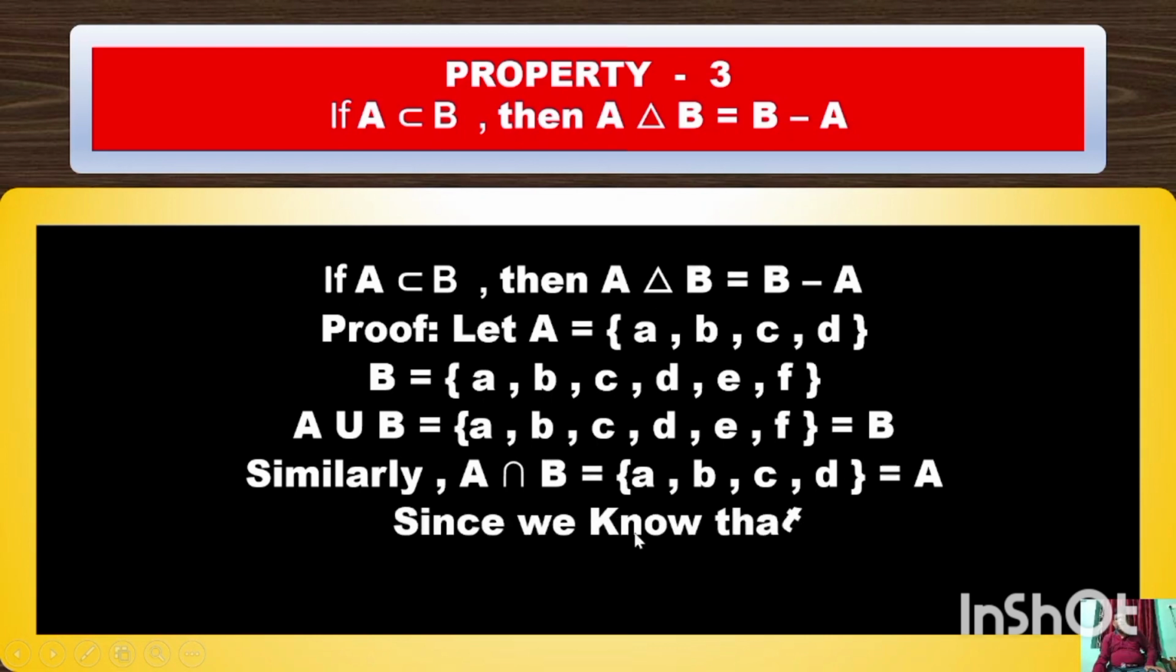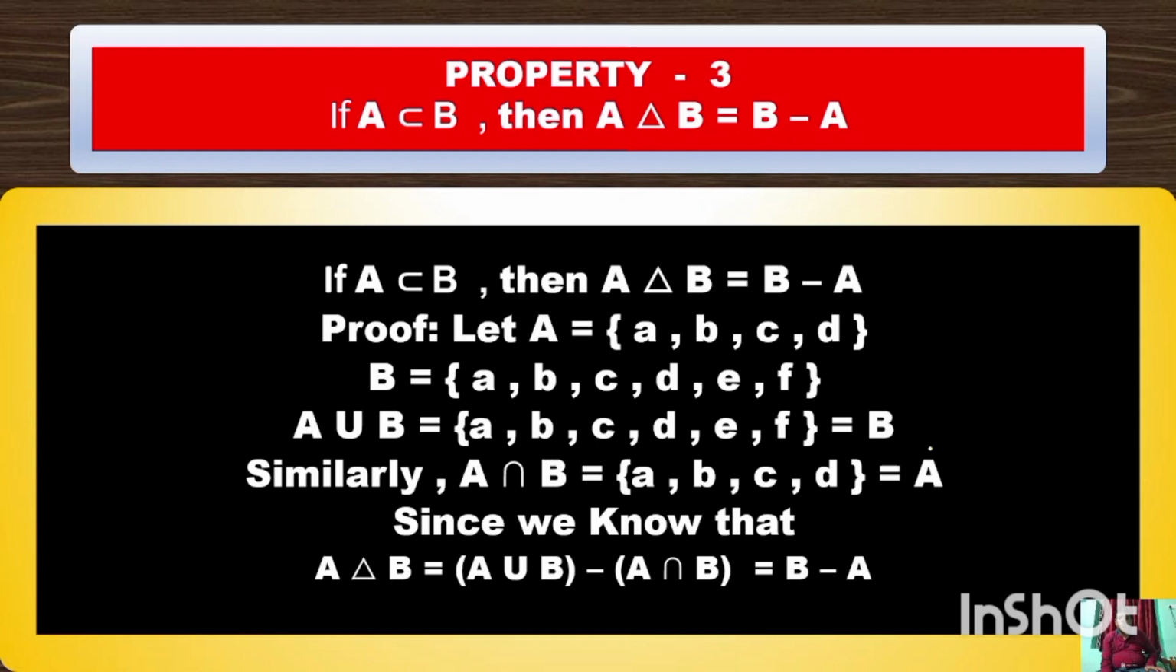Then similarly, we know that A delta B is equal to A union B difference A intersection B, and here A union B is the B set. Look at here, A union B means the B set, and the intersection is the A set, so it is B minus A, right? So A delta B is equal to B difference A, which is true.